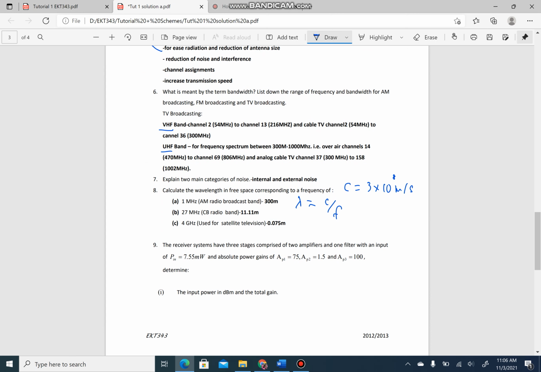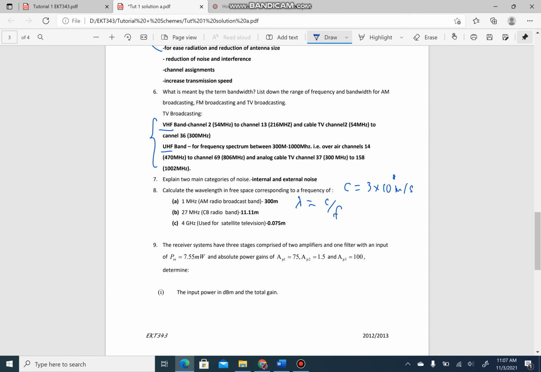List down the range of frequency and bandwidth for AM broadcasting, FM broadcasting, and TV broadcasting. This one you can refer to any of the textbooks or the notes. TV broadcasting will depend on VHF and UHF in general. Explain 2 main categories of noise, either internal or external noise. You can elaborate a little bit on those types of noise.